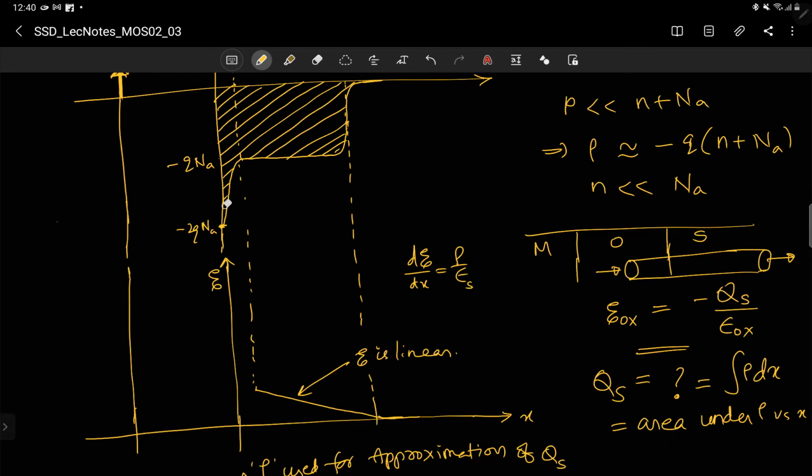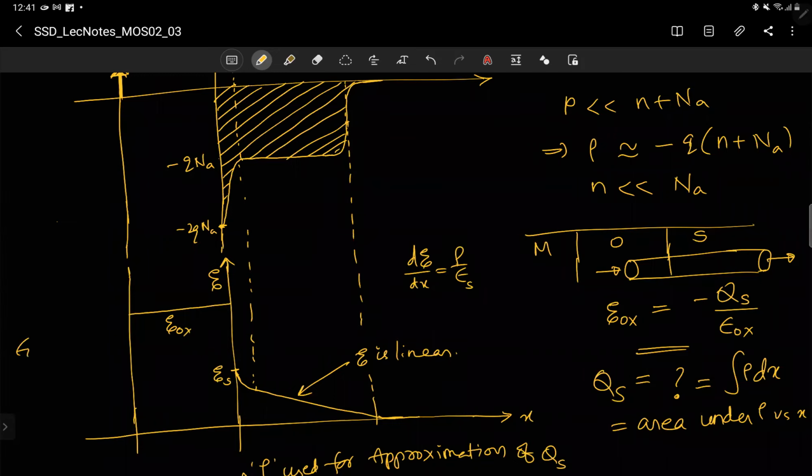Rho is very negative, so the electric field slope should be negative and it should vary. So it should be something like this. Then there should be epsilon ox also, oxide, because if this is ES, the electric field at the surface, then this is the electric field inside the oxide.